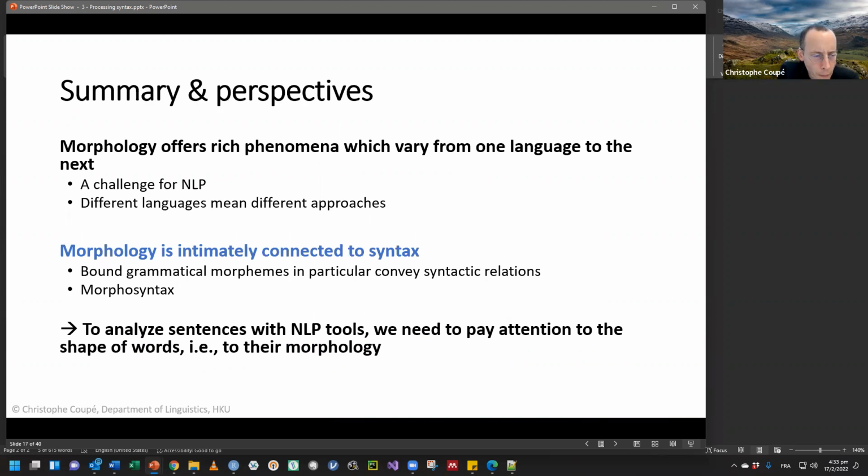So morphology is something very rich. Some people work their entire life on things like that in linguistics. It changes from one language to the next, which means that it's a challenge for NLP, because the recipes you might have for one language may not be the same as the recipes for another language. Different languages require different approaches.